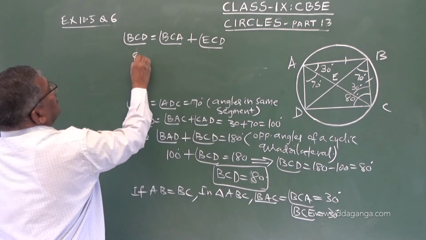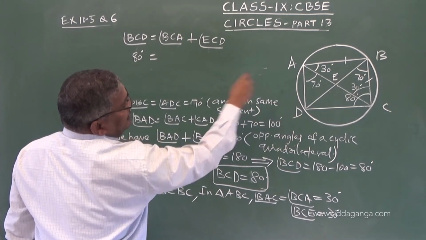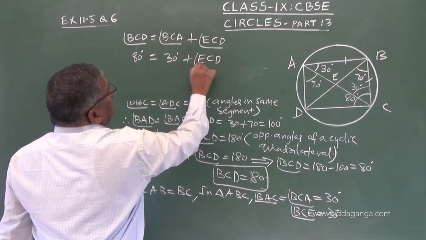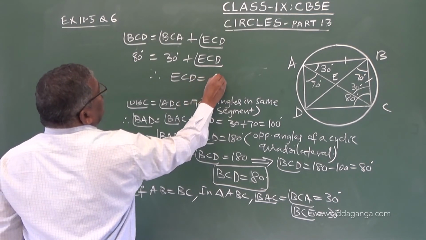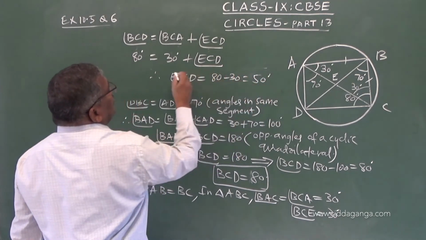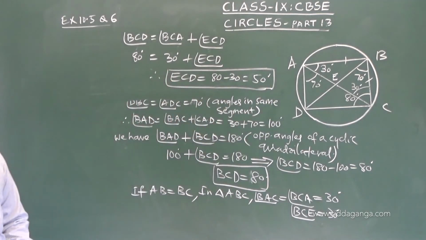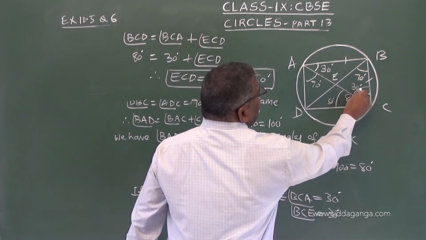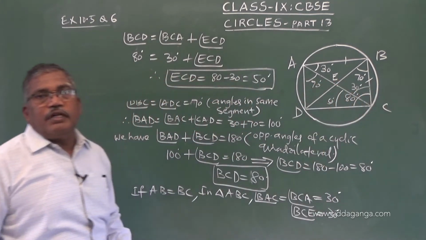BCD is 80 degree and BCA is same as BCE. It is 30 degree plus ECD. So therefore, ECD equals 80 minus 30 equals 50 degree. So it is 50 degree. This lower portion is 50 degree. Upper is 30. This one is 30 and this is 50. Total is 80.